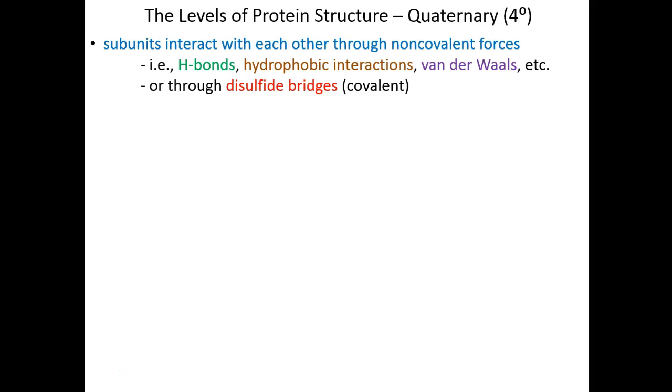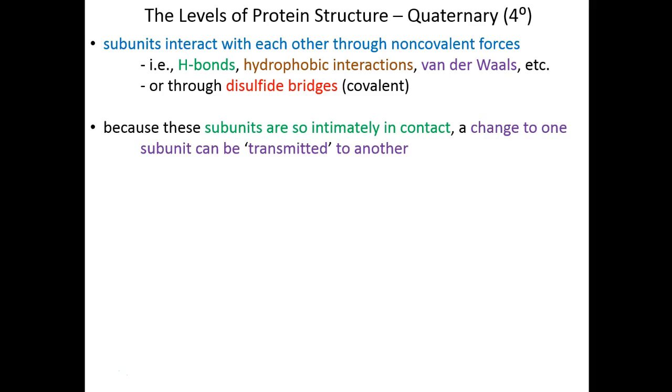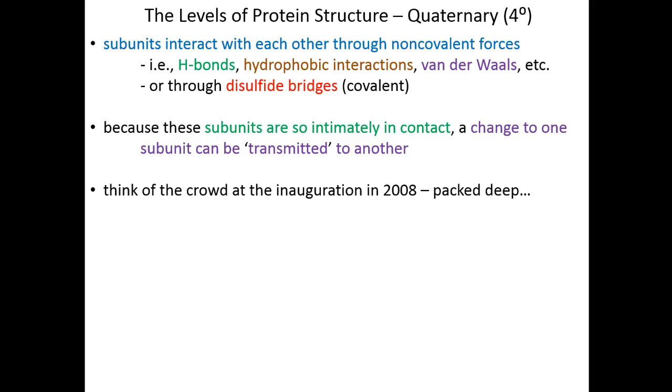And there are some covalent forces that can bring subunits together, most notably disulfide bridges, which would be between cysteines on different polypeptide chains in this case. Because the subunits within complexes are so intimately in contact and touching so much, a conformational change, an induced shape change in one subunit can be transmitted or felt by another.